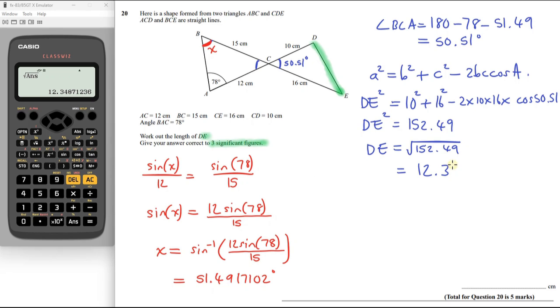12.34 or 35, if we round up, and that is going to be in centimetres. And that looks about right. If we've got 10, 16, 12.35 looks about right. I don't think I've done anything terribly wrong.